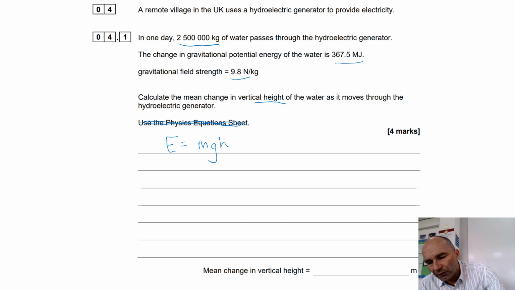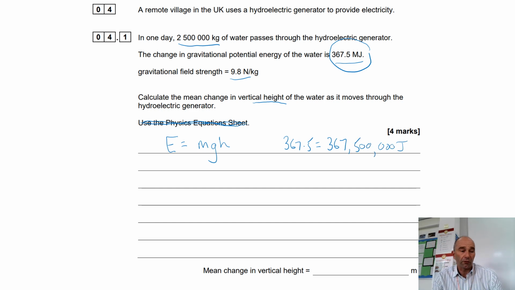Now this seems very generous for 4 marks, so you should be getting suspicious now, and you should be suspicious because of this: the megajoule. The megajoule is not our standard unit. We need to convert that into joules. So in this case, for a megajoule, we need to multiply by 1 million. So 367.5 megajoules equals 367,500,000 joules. And that's the number we need to be using when we substitute our energy into the formula.